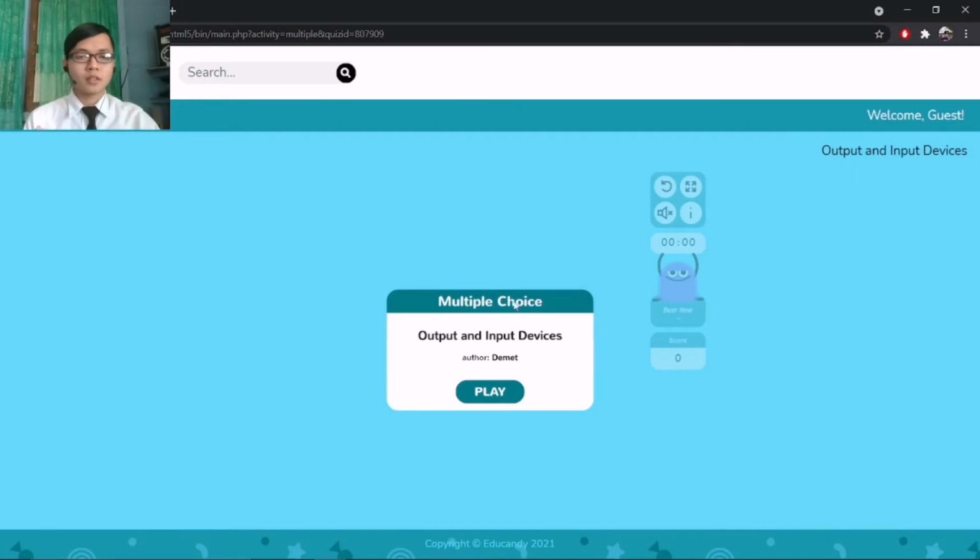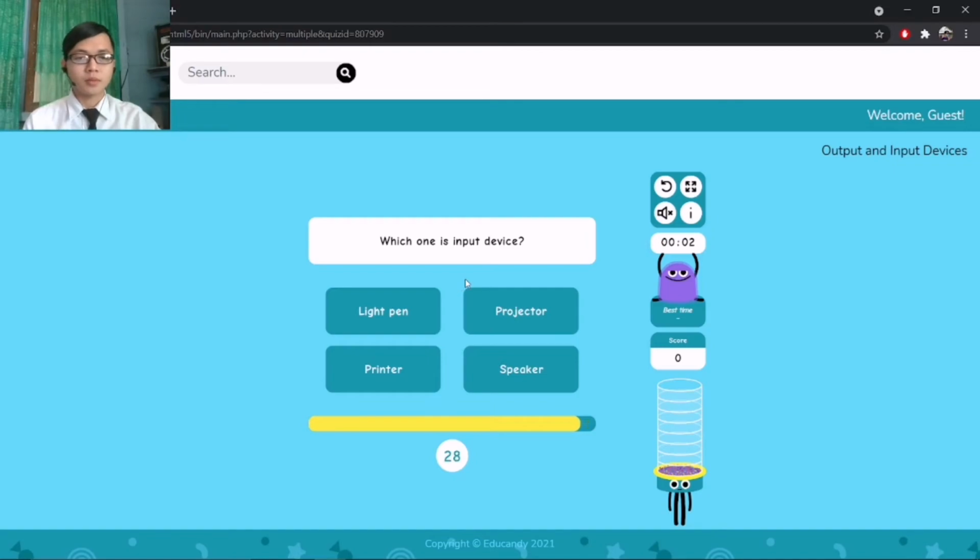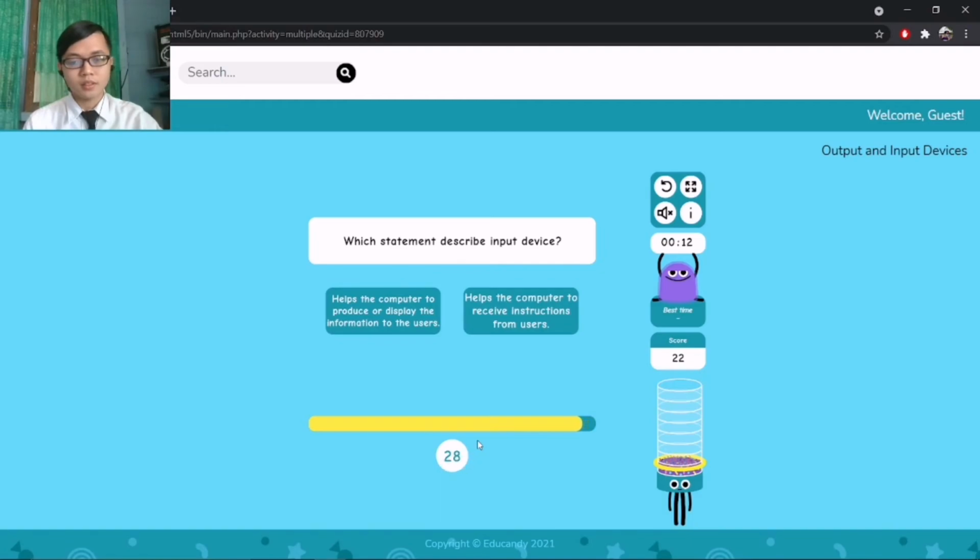You will be given 30 seconds to answer each question, and the score will be given based on how fast you answer the question. For example, it's a simple question. Which one is an input device? So the input device is of course the light pen. This is the time given, your score, and your personal time that you used to answer the question.